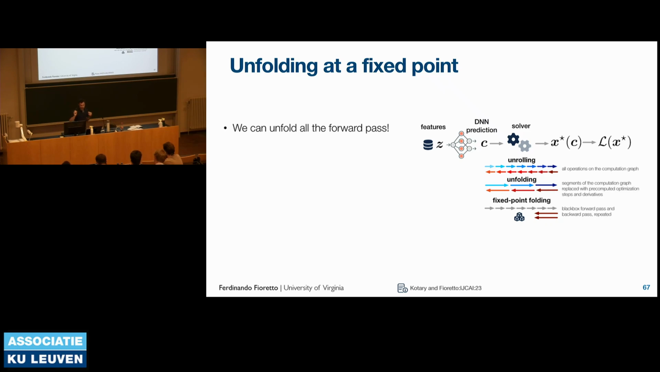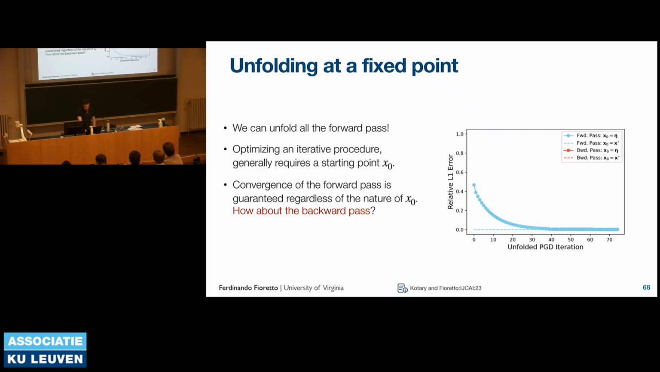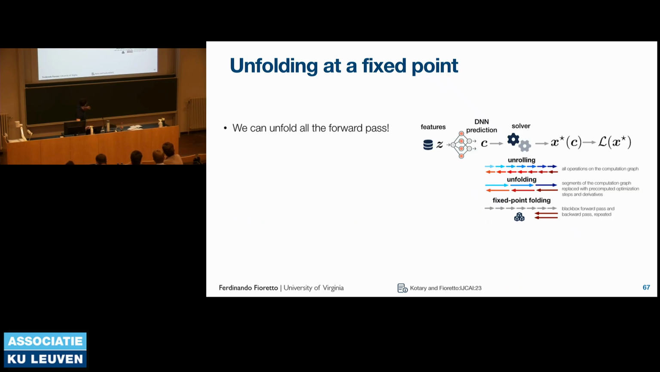So, just stay with me for a moment. This is illustrated here. We call it fixed point folding. You basically call the black box solver. You give it the optimal solution. Now you need to compute the backward pass, right?